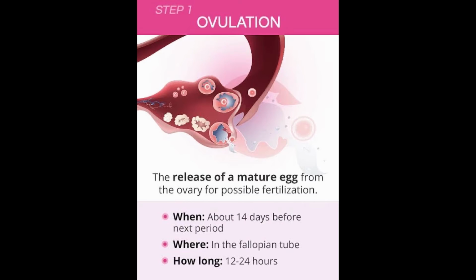So it is the release of a mature egg from the ovary for possible fertilization about 14 days before the next period, and it stays in the fallopian tube for 20 to 24 hours. So this is the ovulation.